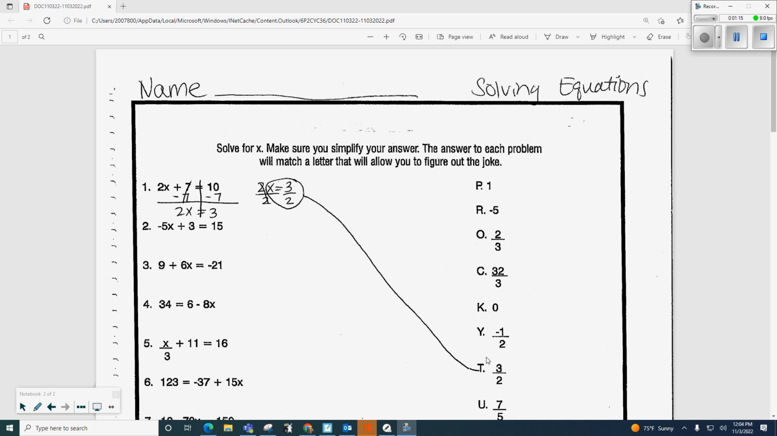And the nice part about this worksheet is you can see that your answers are listed. You may have to reduce the fraction, but then you should be able to find your answers over here.